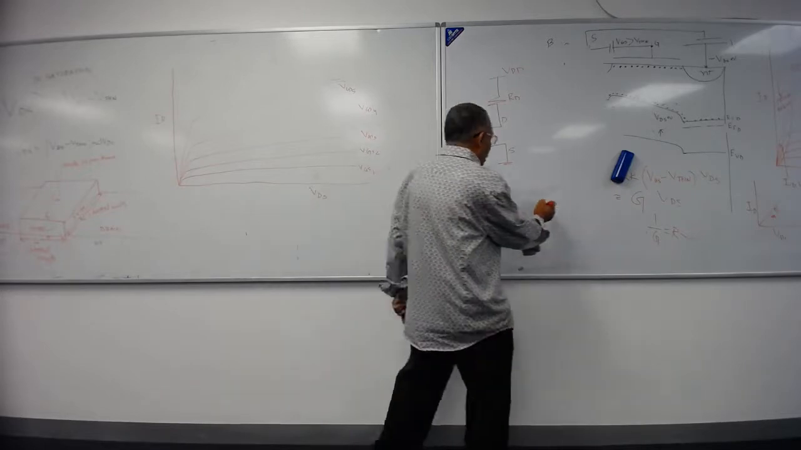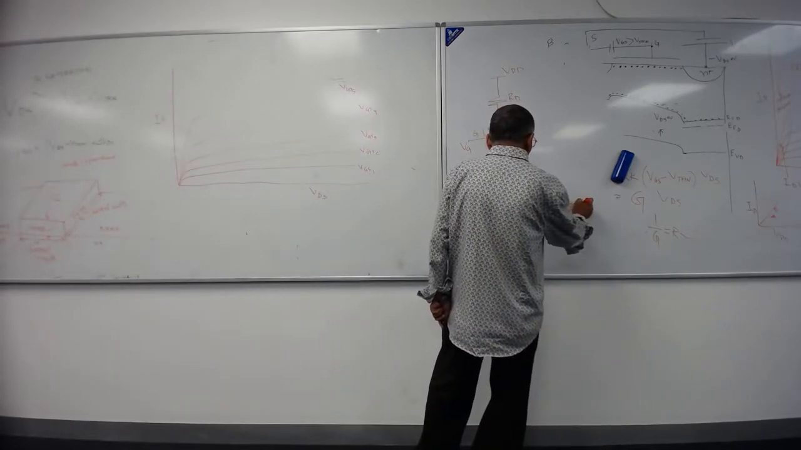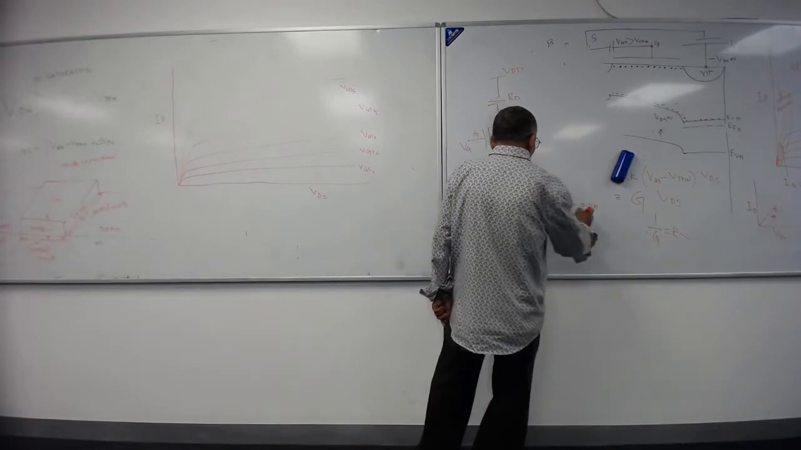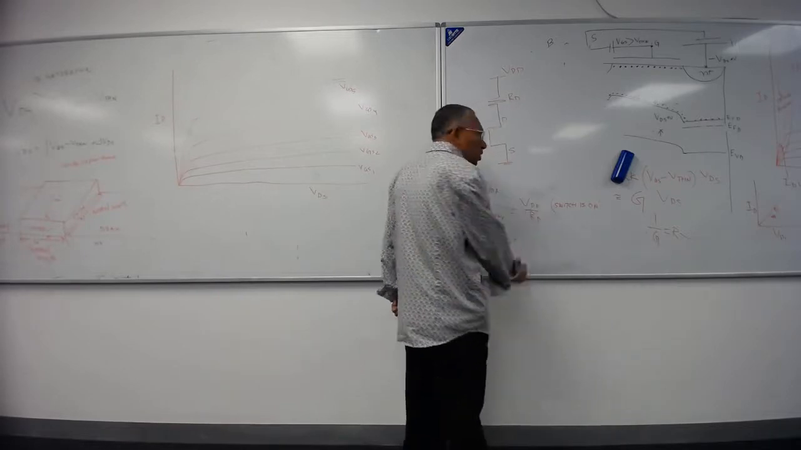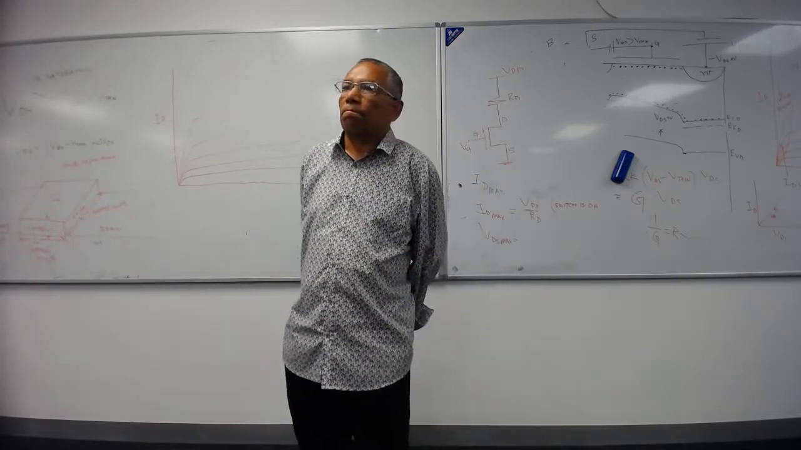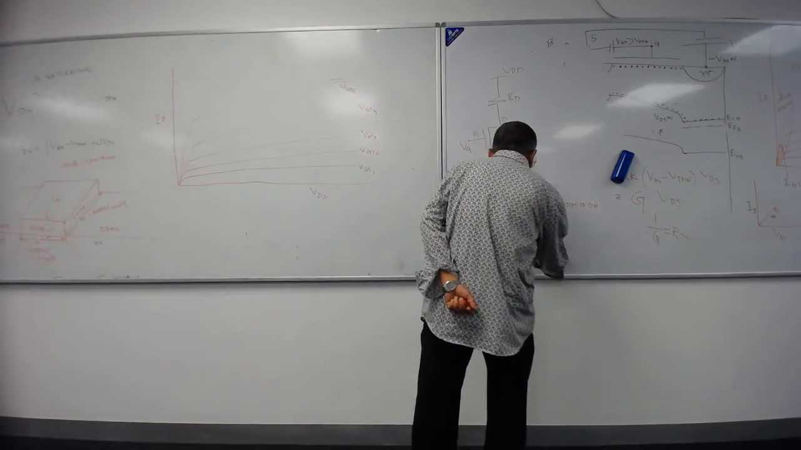This is when the switch is on. That means on is the triode region. And VDS max is how much? VDD. VDS max is just VDD when the switch is off.